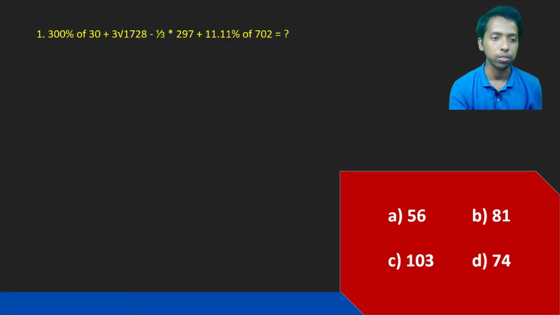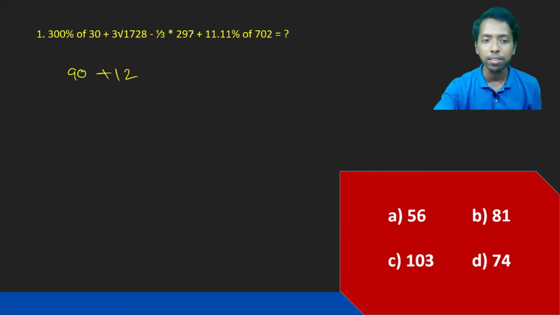Moving to the first question here. Question number 1: 300% of 30. 100% is 30, so 3 times 30 is 90, right? 90 plus the cube root of 1728, that is 12, minus 1/3 of 297. 297 is given, right?